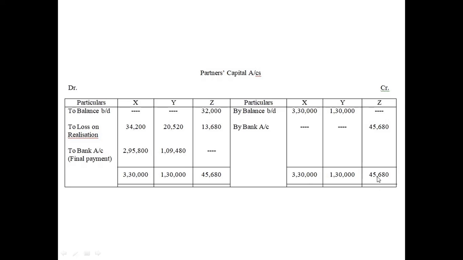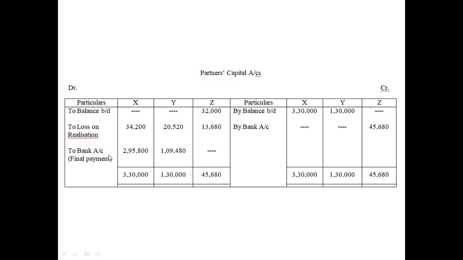Here also 45,680. And here again we have to write 45,680 rupees, but instead of cash we have to write by bank, which means Z is bringing in the cash when the firm dissolves. Now for X and Y, we write the totals as 3,30,000 and 1,30,000 respectively. Now find the difference, and the difference will be 2,95,300 and 1,09,480 for X and Y respectively. This will be treated as the final payment, and we write to bank account, instead of writing to balance c/d.